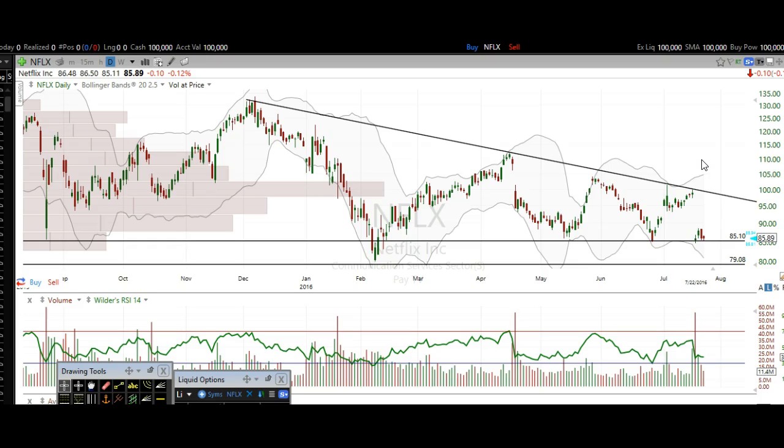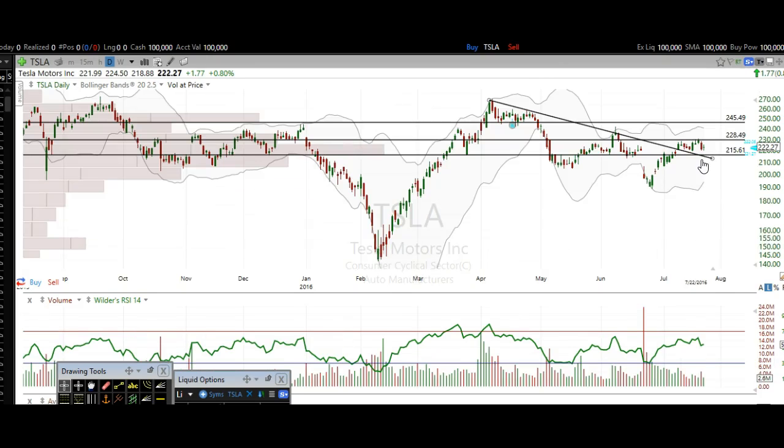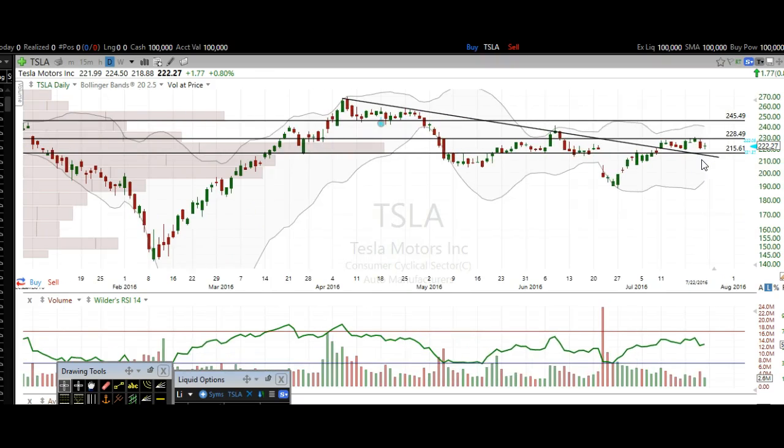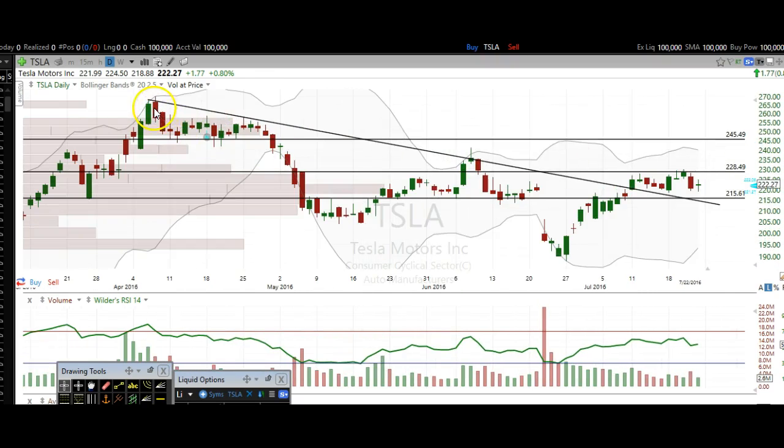Next, I want to be covering Tesla. So Tesla here, we've got the downtrend line right here that we broke over, and then we've got this 215, 216 or so as support, and then we've got about 228, 229 resistance. And then that bigger resistance is up here about 245 from the lows of these candles right here. You can see that we've got a lot of sideways trading action right there, and that's how support and resistance is created.